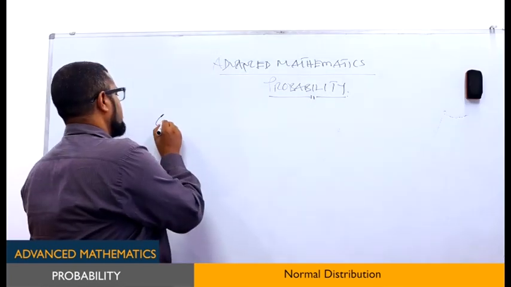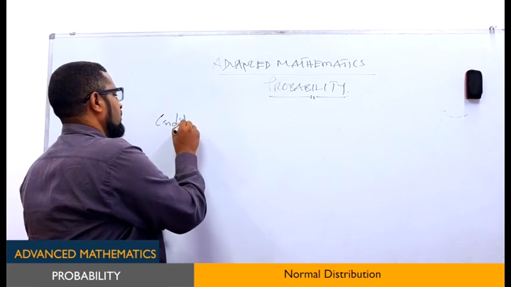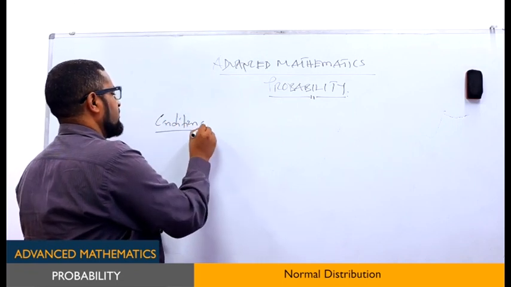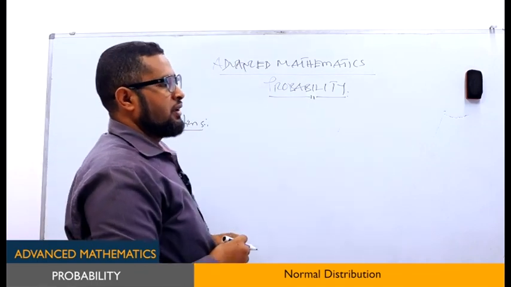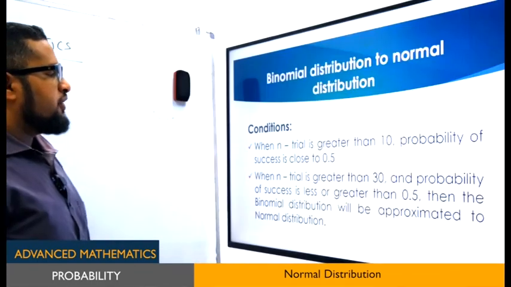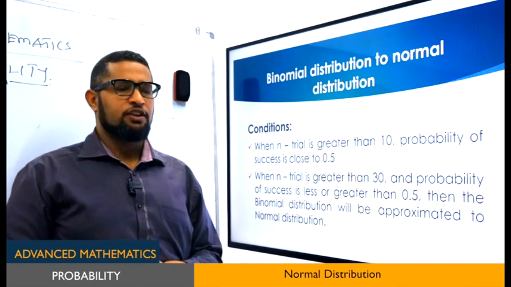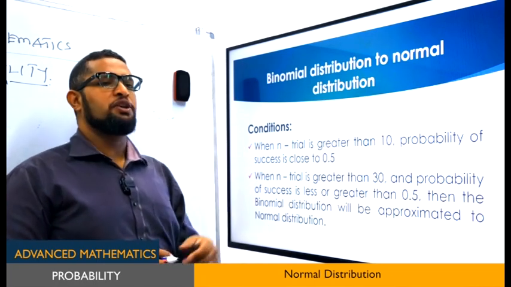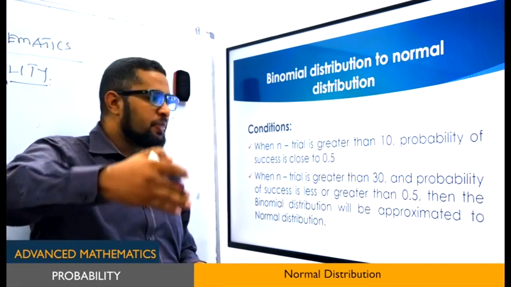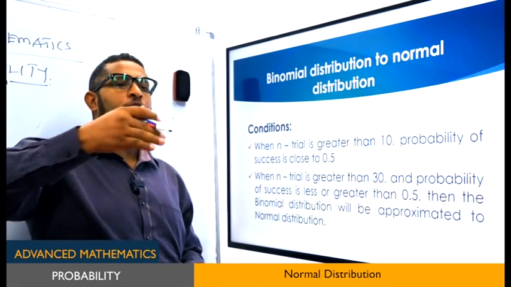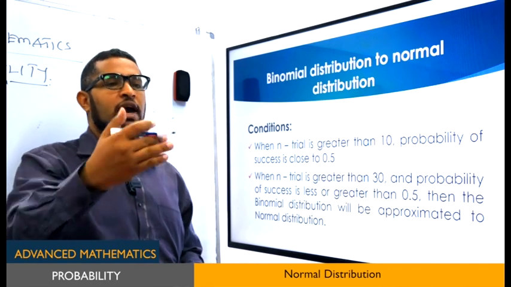Condition for that case: when any trial is greater than 10. So any trial, when we say any trial, it means the number of trials or the number of outcomes in an experiment.